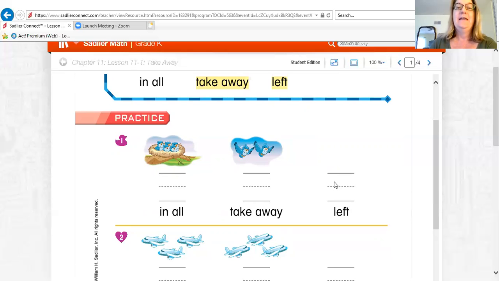Again, what I would recommend is you draw a line through 2 birds. It really doesn't matter which 2 birds, but be careful when you draw your line, because then you'll count how many birds are left. So if we drew a line between this bird and this bird, then it would be 1, 2, 3 birds are left in the nest.